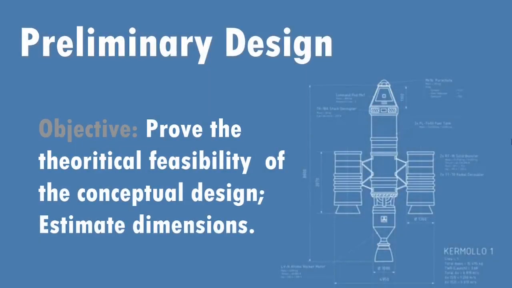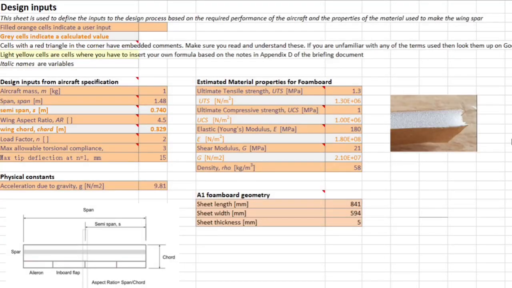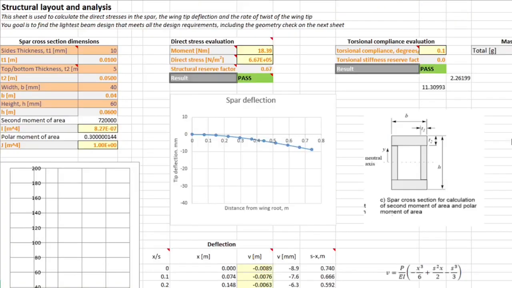The spreadsheet is a useful tool for nailing down the preliminary design. The first part is about general design input. Basic parameters can contribute to calculations such as bending moments. Next is structural analysis, which is the reference for obtaining the spar's cross-section.